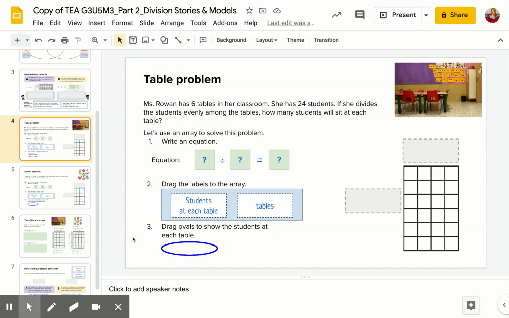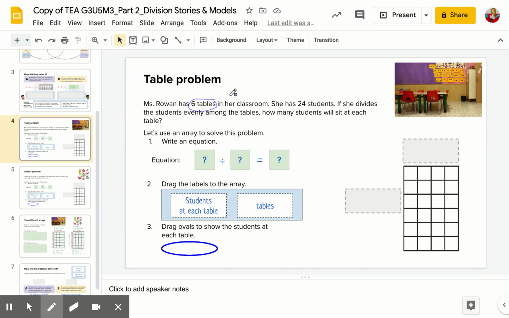Hey, so we're going to keep thinking about division story problems. They messed this up. They said Miss Rowan, they meant Miss Carr, but we'll let them get away with that. Miss Carr has 6 tables. I'm going to circle that in her classroom. She has 24 students. If she divides the students evenly among the tables, how many students will sit at each table?